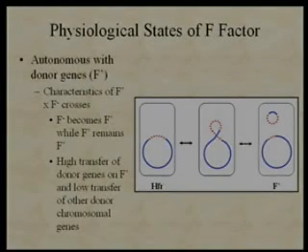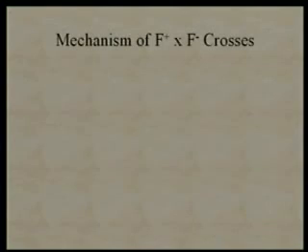So in crosses of the type F prime by F minus, in this case the F minus will become an F prime, the F prime will remain an F prime, and there's going to be a high frequency of transfer of those donor genes that are carried by the F prime factor, but low frequency of transfer of other donor chromosomal genes. All right, so now let's look at what happens mechanistically in this process, and see how we can explain these various characteristics.